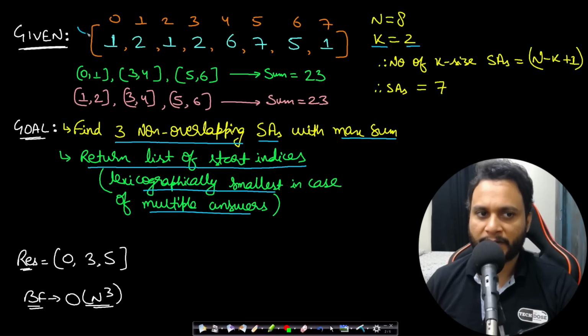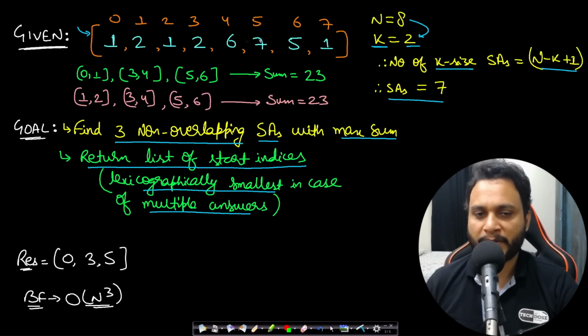So if we look at the given problem, how many subarrays can be present of size k? If the n size is 8, then using the sliding window, you can form n minus k plus 1 subarrays with size k. So there will be 7 subarrays. To give a few examples, the subarrays of size 2 will be 0, 1, then 1, 2, then 2, 3, and so on, right? The last one will be 6, 7.